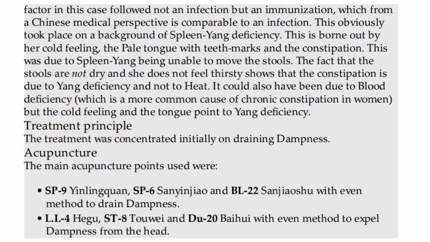Treatment principle? Drain the dampness. Acupuncture points, Spleen 9, Spleen 6, Bladder 22, with even method to drain the dampness. We also used LI4, Stomach 8, and DU 20 with even method to expel dampness from the head.